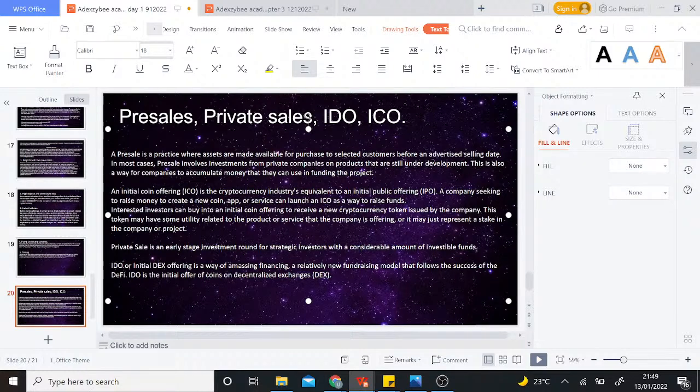And then we have IDO, or initial DEX offering. It is a way of amassing financing, a relatively new fundraising model that follows the success of the ICO.